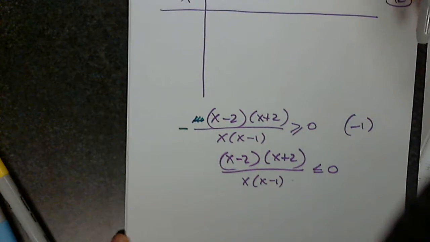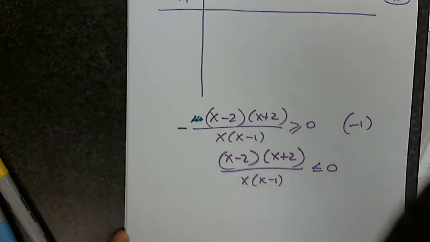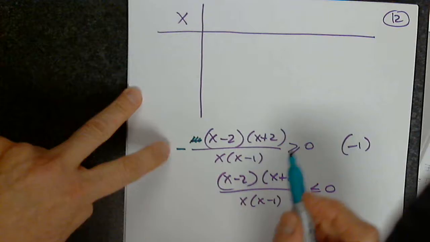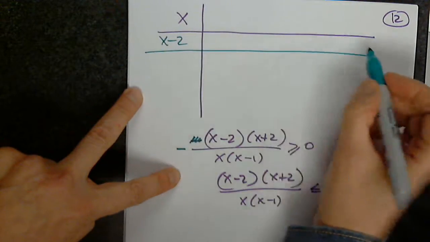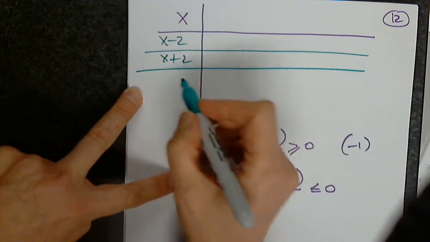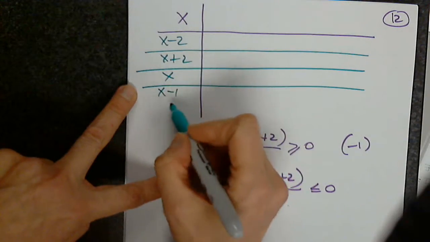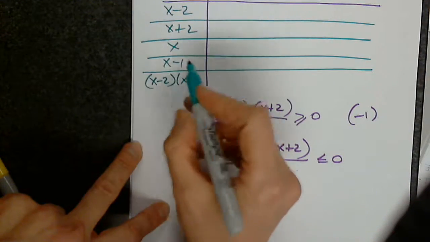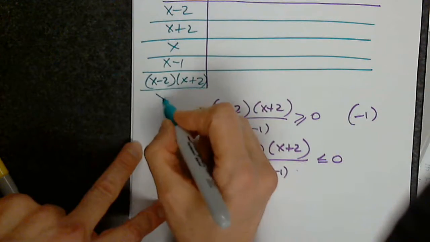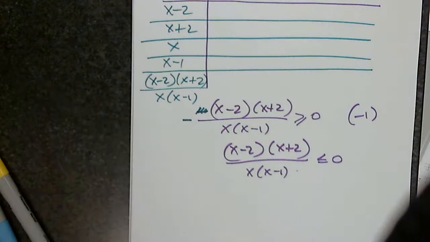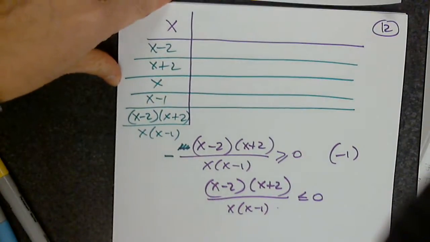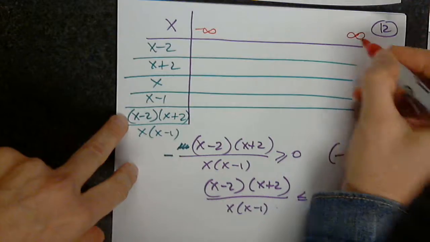Good. So I have 4 factors in the problem. X is the variable in the problem. First factor is x minus 2. Second one is x plus 2. Next one is x. Next one is x minus 1. And the last one is the whole thing: x minus 2 times x plus 2 over x times x minus 1. X is the variable, and goes from negative infinity to infinity.